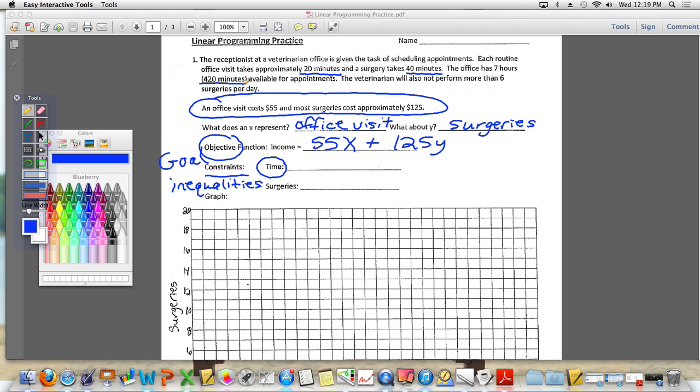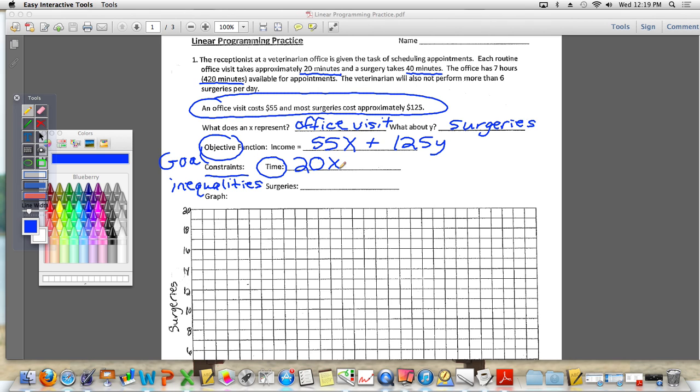Okay? We need to combine all of that information and make it one inequality. So, we're talking x's and y's. How many minutes does it take to perform an x? What is an x, you guys? It's an office visit. How much time does it take for an office visit? 20. 20 minutes. So watch what I do. 20 times x. 20x.